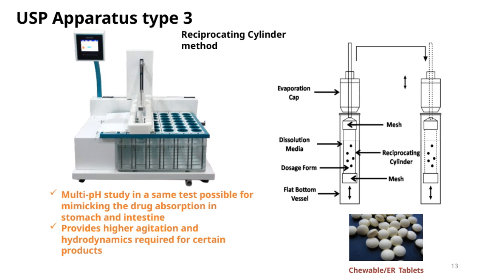Additionally, these formulations often require higher agitation and specific hydrodynamics to accurately reflect how they behave in vivo. To achieve this, we typically use the reciprocating cylinder method, which is a part of the USP apparatus Type 3. This setup is designed to provide the necessary agitation and hydrodynamic conditions, making it ideal for testing these types of products effectively. Overall, understanding these methods helps us ensure the proper release and absorption of these complex drug forms, aligning with our goal of developing effective and reliable pharmaceutical products.